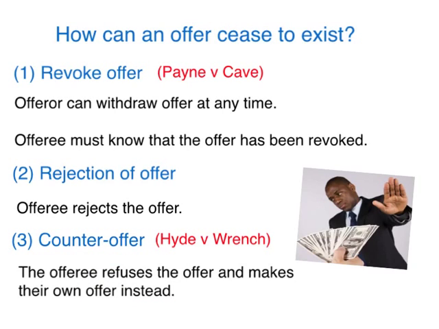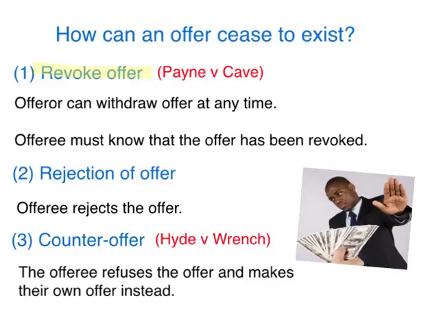So finally, how can an offer cease to exist? Well, there are three ways that you need to be aware of for the exam. The first is revocation, or revoking the offer. Now this simply means the offeror, the person making the offer, can withdraw their offer at any time, but of course the person that the offer was originally made to, the offeree, must know about it.